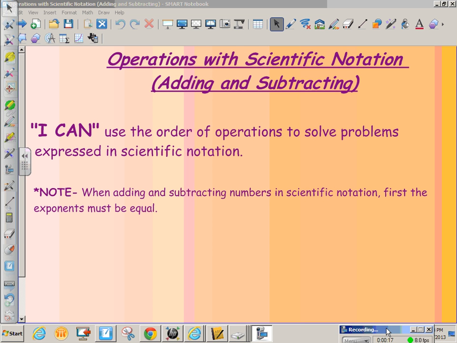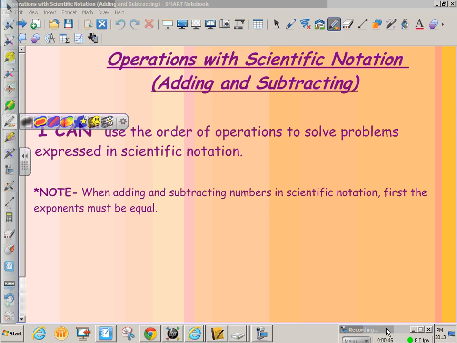Most of you would probably agree that if you were working with fractions, it's a little easier to multiply fractions than it is to add and subtract, because when you're adding and subtracting, you have to have a common denominator, but with multiplying and dividing, you do not. Well, the same thing kind of is true with scientific notation. In order to add and subtract, instead of having to have a common denominator like in a fraction, you have to have a common exponent, and that's what this tells us.